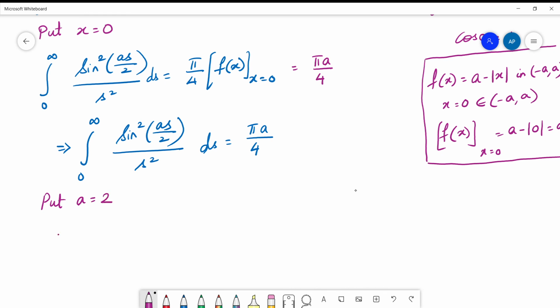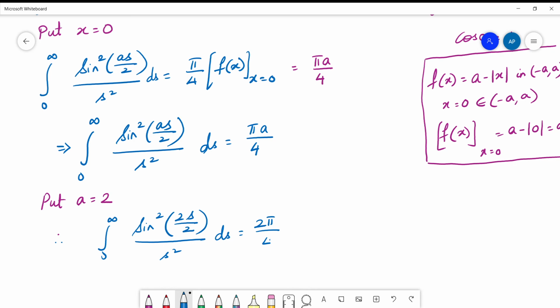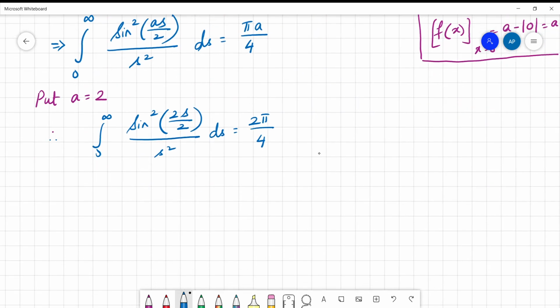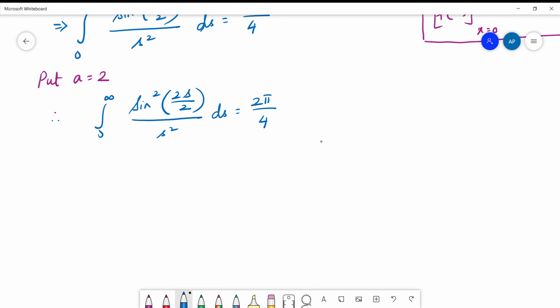Yes. So what happens? Now substitute it. Integral 0 to infinity sine square 2s by 2 by s square ds is equal to 2 pi by 4. Now cancel out the 2 and see what and declare your answer. So this becomes integral 0 to infinity, cancelling out the 2, so 2 and 2 gets cancelled. It becomes sine square s by s square ds is pi by 2.